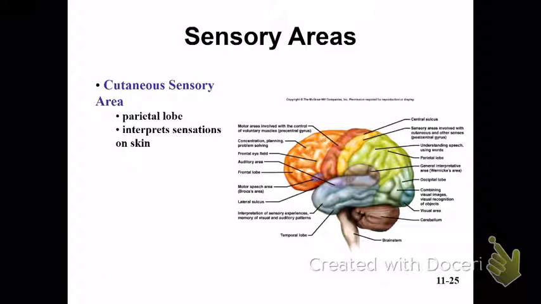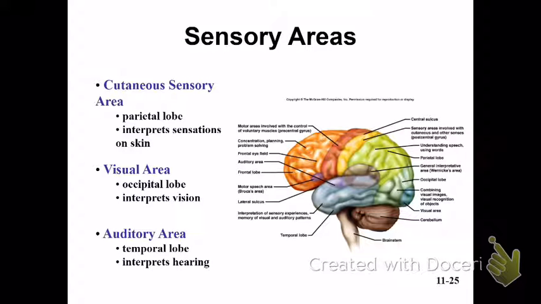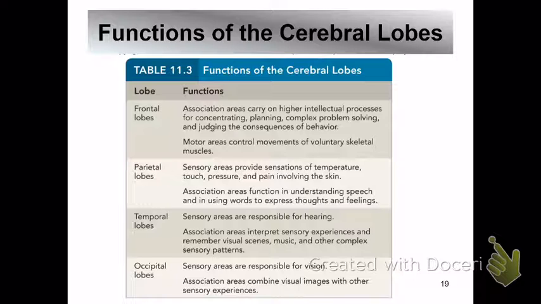Okay, skin. Feeling in the skin, cutaneous. Visual, that's going to be seeing. That's in the occipital lobe. And then auditory, that's in the temporal lobe, and that kind of fits because that'd be right about where the ears are, close to anyway. Okay, and this just shows you in a table, so I enlarged this table for you so you can see each lobe and the function of each. So read through that.